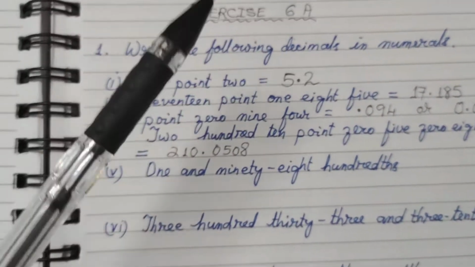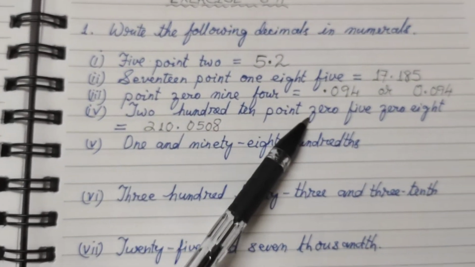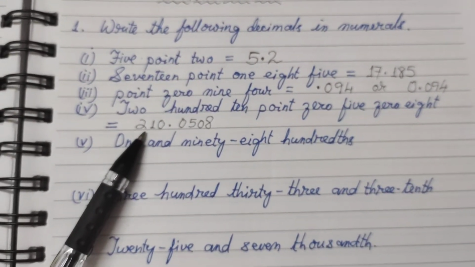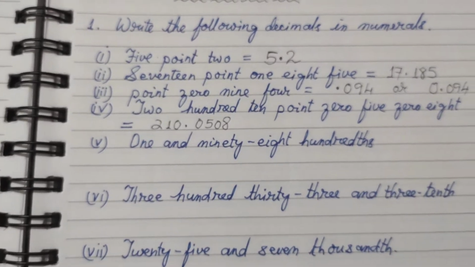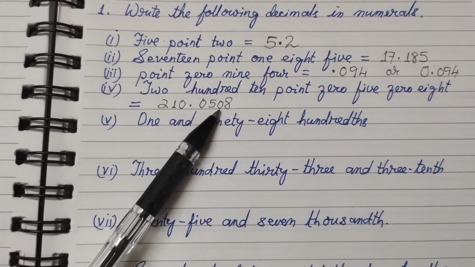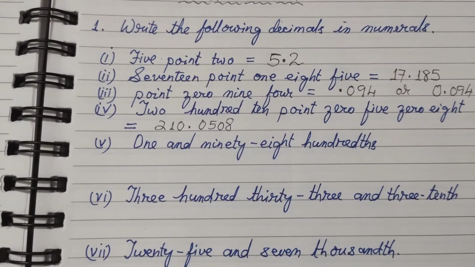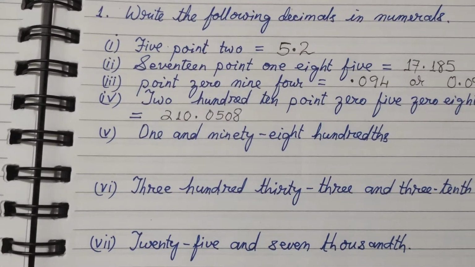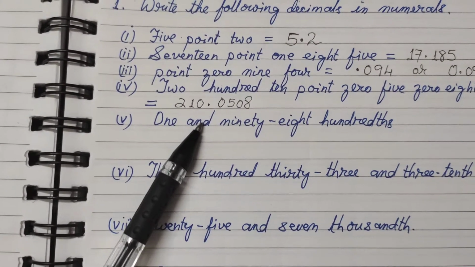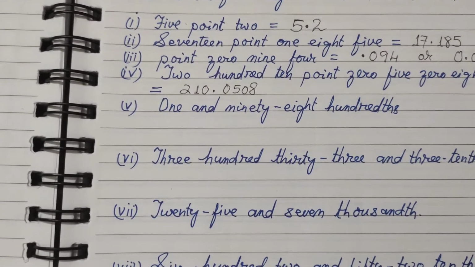Okay, the next question is 210.0508. As the sentence reads, so does the number we write. So the number is 210.0508. Till here there is no problem. Now there is a little bit of complexity when we come to questions from 5 onwards. 5, 6, 7, these questions.